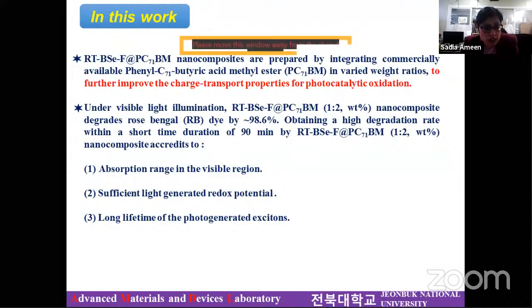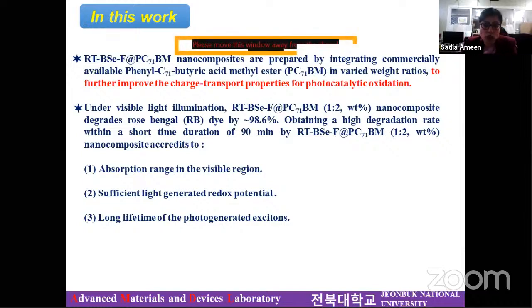First we synthesized the organic molecule, that is the organic semiconductor, which we have named RTBSCF. And apart from that, we made functionalized nanocomposites with PCBM, which is phenyl butyric acid methyl ester. We made these nanocomposites in different compositions. What we did here is we kept the composition of our organic molecule constant, and we varied the concentration of PCBM in the nanocomposite materials.